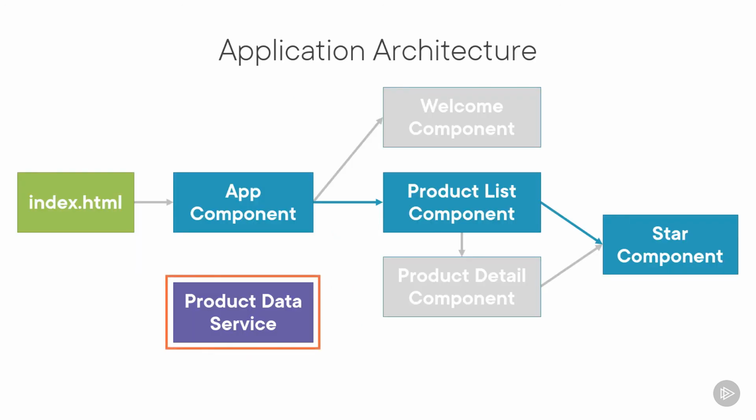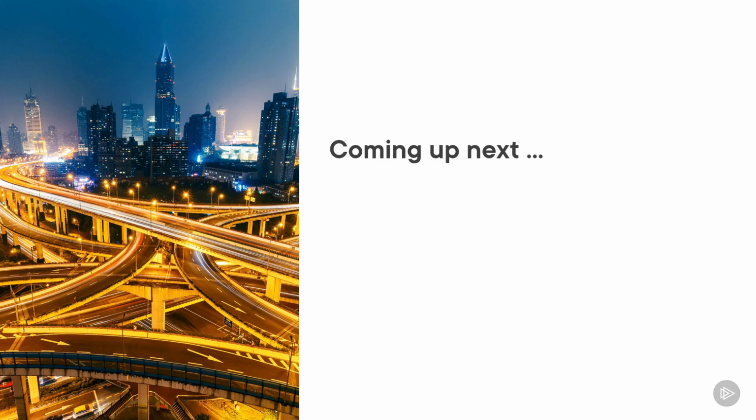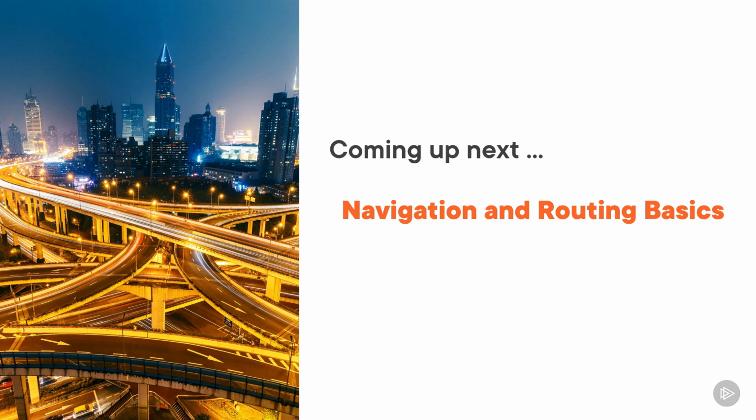We've now removed the hard-coded data from the product data service, yay, and instead retrieved the data using HTTP. In our sample application, we are using HTTP to retrieve the data from a local JSON file, but the techniques are the same for retrieving data from a backend service. Next up, we'll see how to display multiple pages with navigation and routing.